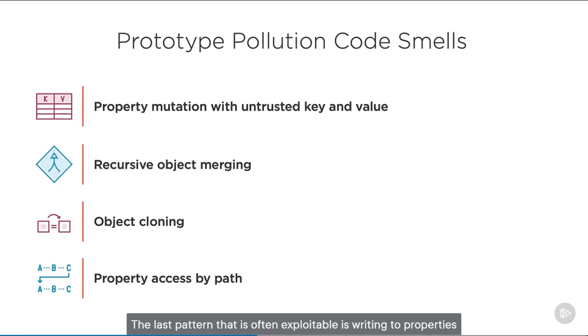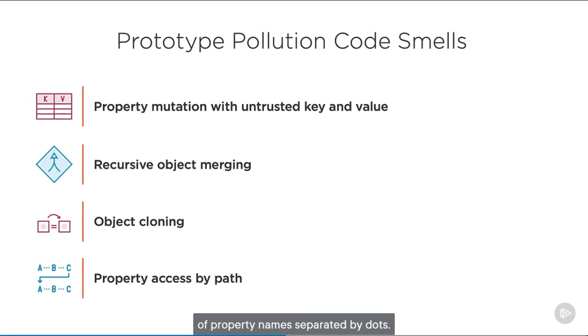The last pattern that is often exploitable is writing to properties deep in the object tree based on the path. This path often consists of property names separated by dots. If the path or any of the components of the path and the value may be tampered with by the attacker, then prototype pollution is possible.